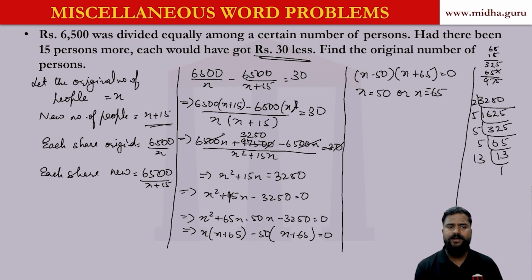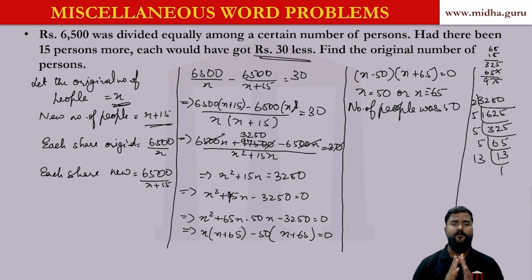Since the x that we were considering was the number of people, it cannot be negative. So the number of people was 50. So this is how we can form equations, quadratic equations, from given statements in word problems. And then we can solve the different types of problems as we saw.